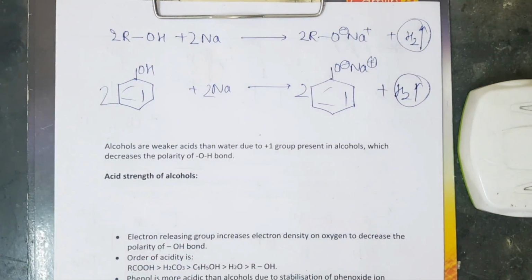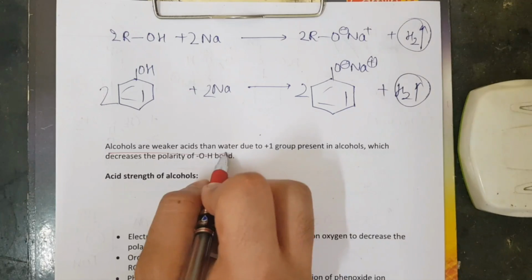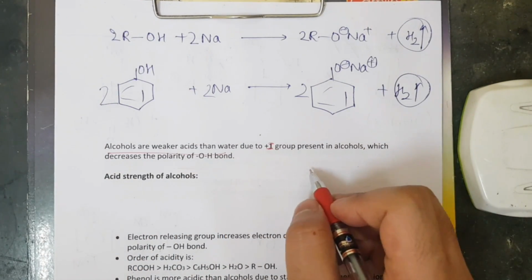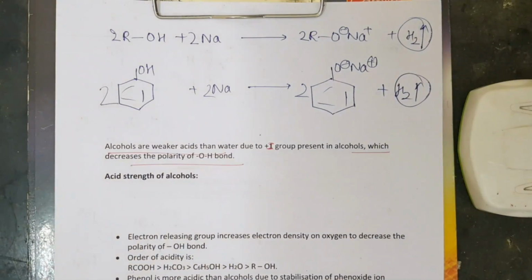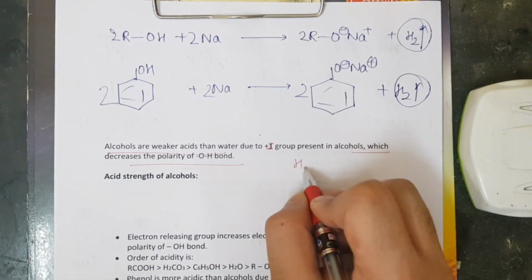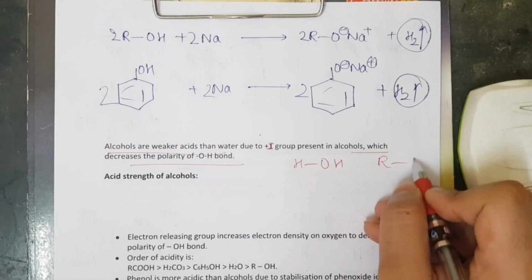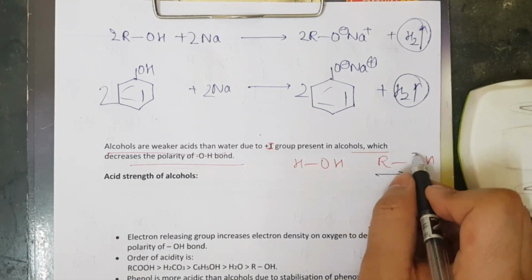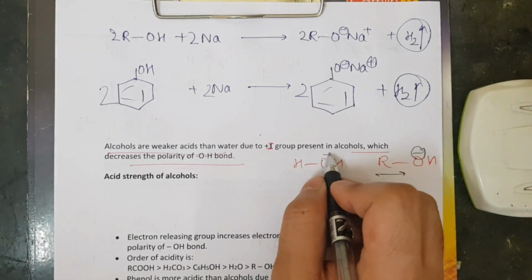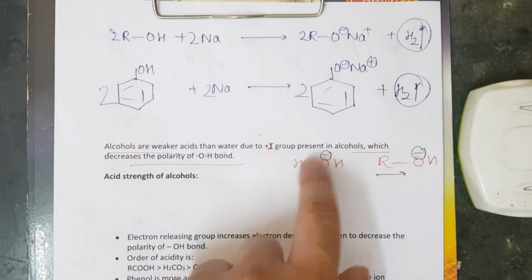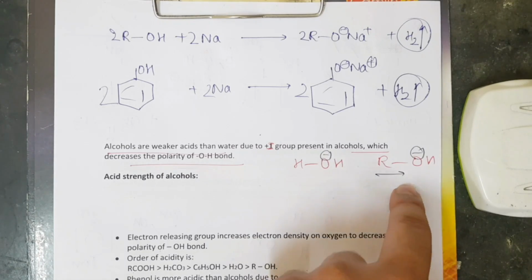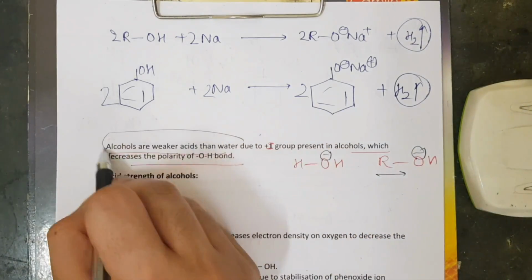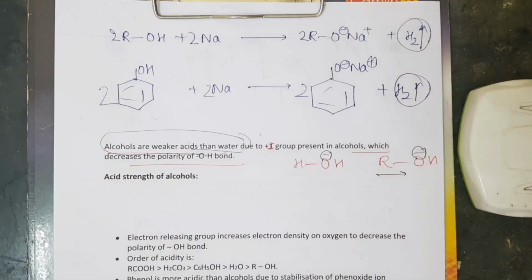Now alcohols are weaker acids than water due to the plus I effect of the groups which are present, which decreases the polarity of the OH bond. Like we have HOH, here we have ROH. The R group is a releasing group. So when we form the minus one oxygen, here also we form minus one oxygen, R donates, which destabilizes the O minus which is present. So that is why alcohols are weaker acids than water basically.